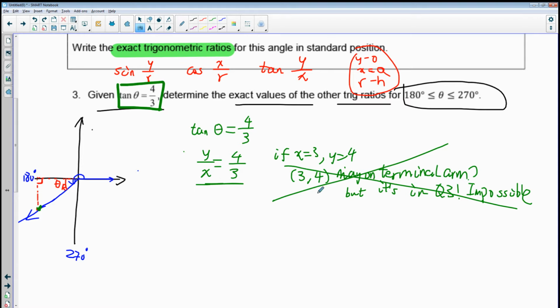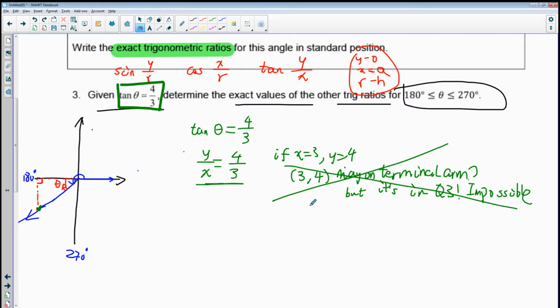Okay, this is in quadrant 1. Both are positive. Think about it for a bit. Is another pair of x and y satisfy the ratio that goes into quadrant 3? Okay, hopefully you thought about it.